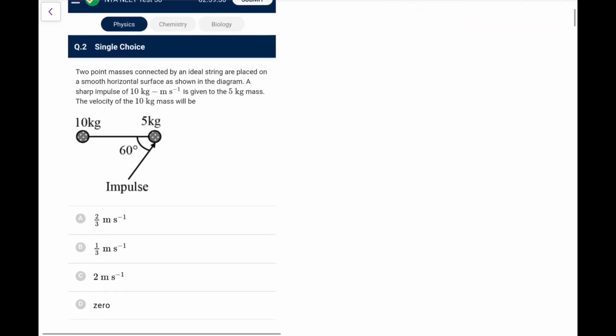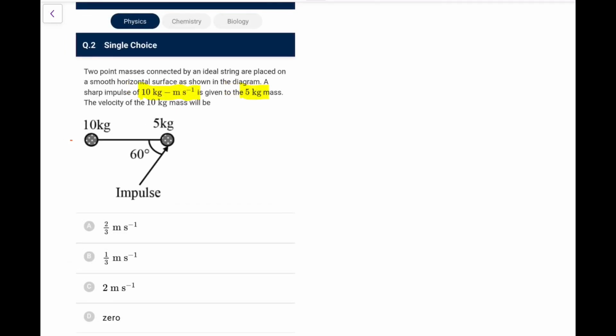Okay. Second one, 2 point masses connected by an ideal string are placed on a smooth horizontal surface as shown in the diagram. A sharp impulse of 10 kg meter per second is given to the 5 kg mass. The velocity of the 10 kg mass will be. Because the string is inextensible, both should have the same velocity along its length, so relative velocity will be 0. The component of impulse along this direction is I cos 60, and because both will move together, I can directly write it as 15v. So v is I cos 60, that is 10 into 1 by 2, divided by 15. That is 5 by 15 or 1 by 3 meter per second. Go for option B.